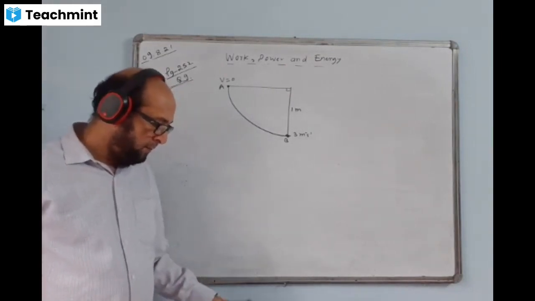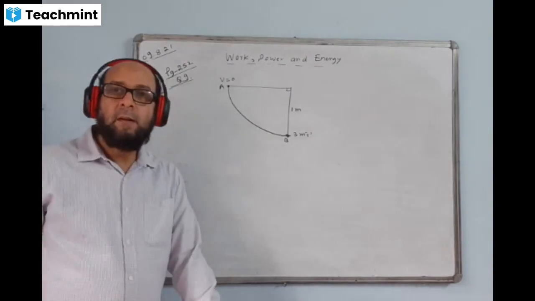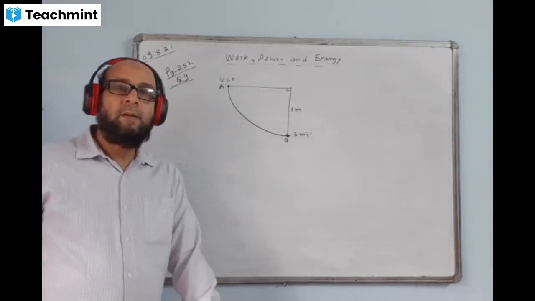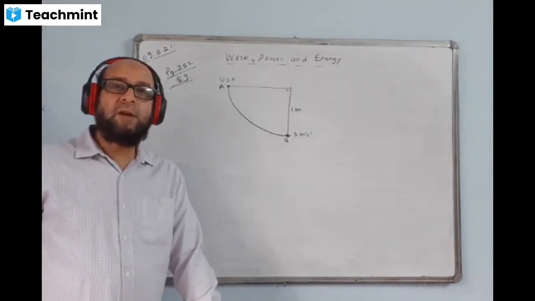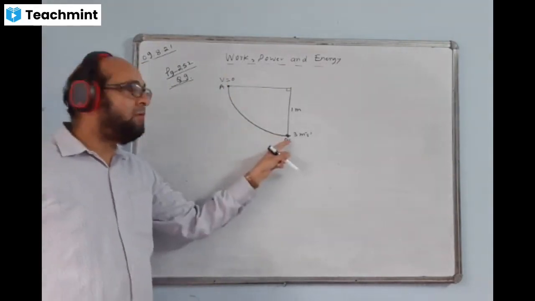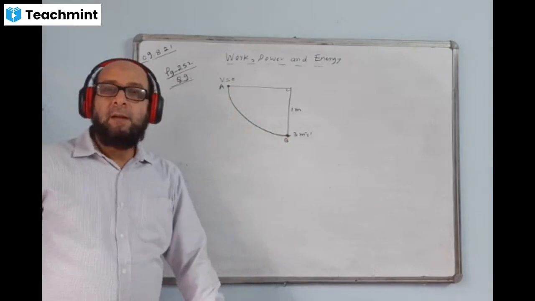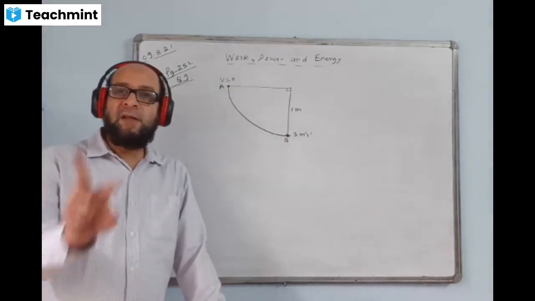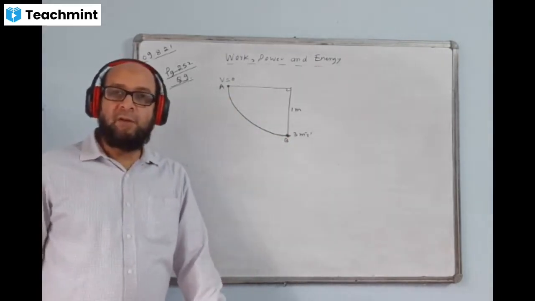Friction into displacement. How to calculate the work done by friction? We'll calculate the total energy of the body at point A and the total energy of the body at point B, and they will not be equal. The difference between them will be the work done by friction.